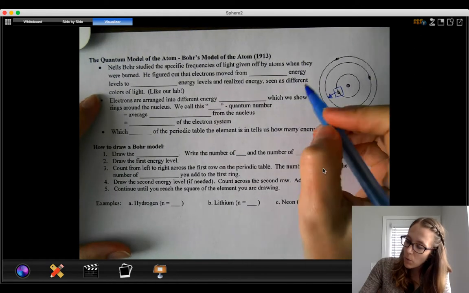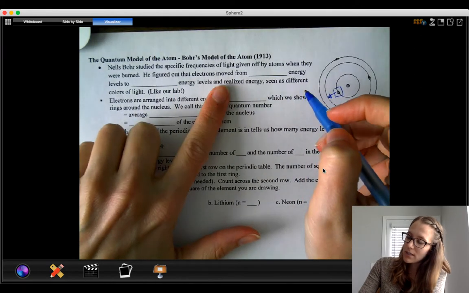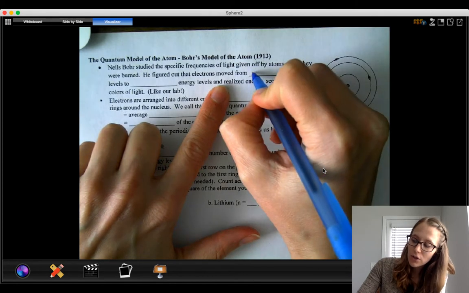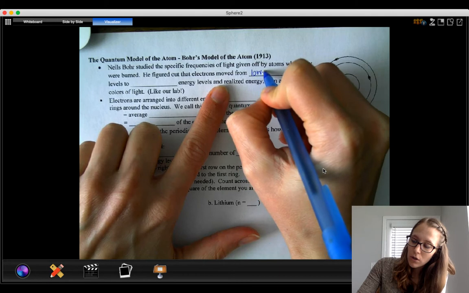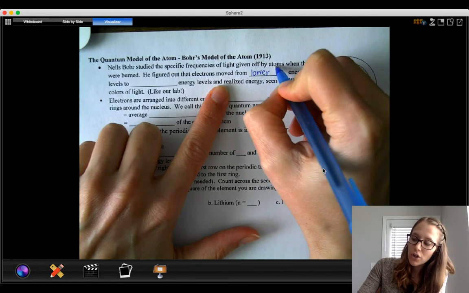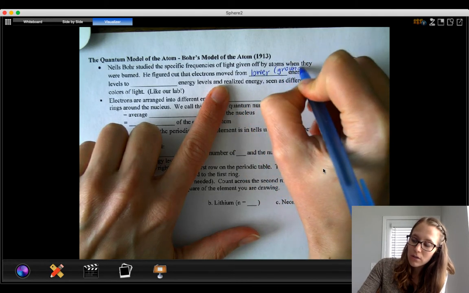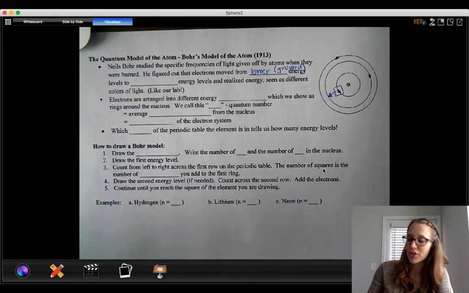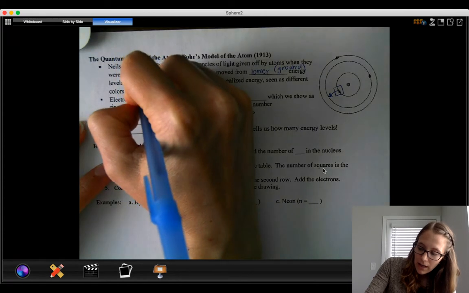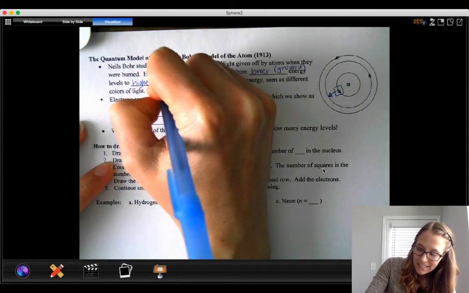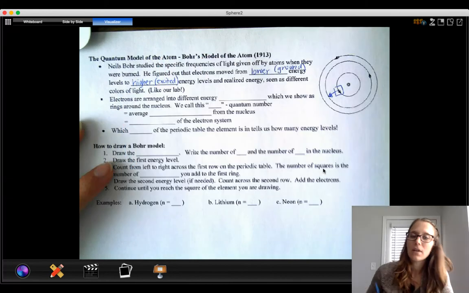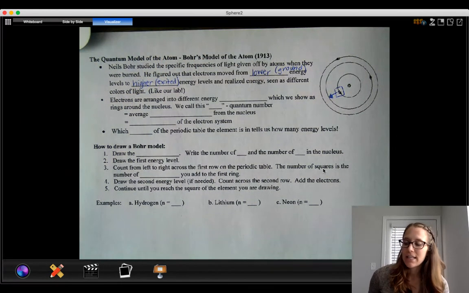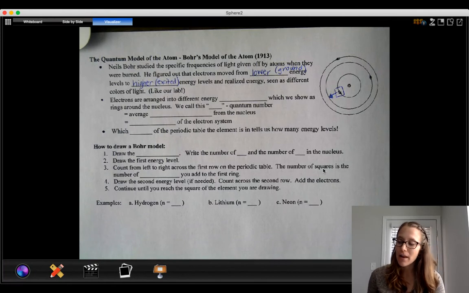Okay. So what he figured out is that electrons moved from these energy levels that are close to the nucleus. These are called lower energy levels, which are also given the name of ground energy levels. And then they move to higher energy levels. And higher energy levels are called excited. Okay, so if you're excited, you've gotten a bunch of energy. He realized that energy seen as different colors of light is then emitted.